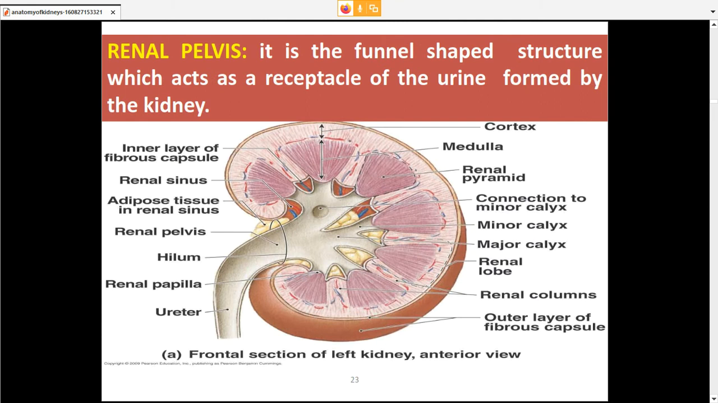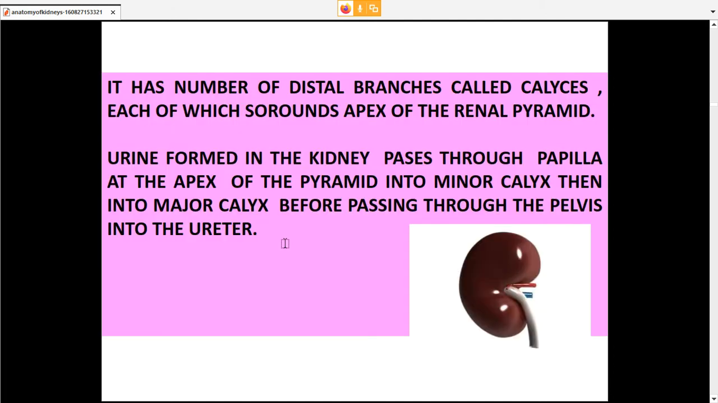Then the renal pelvis. The renal pelvis is a funnel shaped structure which acts as a receptacle of the urine formed by the kidney. Here you can see the major calyces open into the main pipe structure. This is called the renal pelvis. It has a number of distal branches called calyces, each of which surrounds the apex of a renal pyramid. That's what we have discussed earlier.